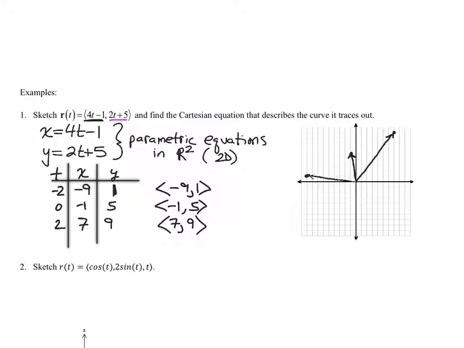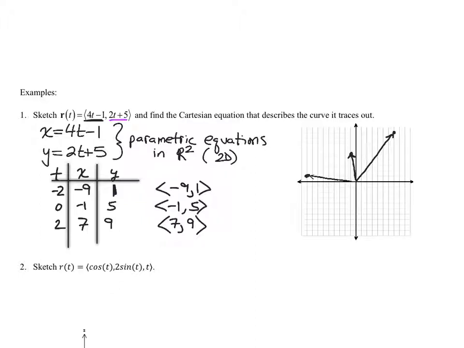All right, so sketch the graph and find the Cartesian equation that describes the curve it traces out. All right, so these vectors are pointing to the coordinates that are on the line itself, but the vectors themselves are not part of the line. So what I have to do now is connect those points.